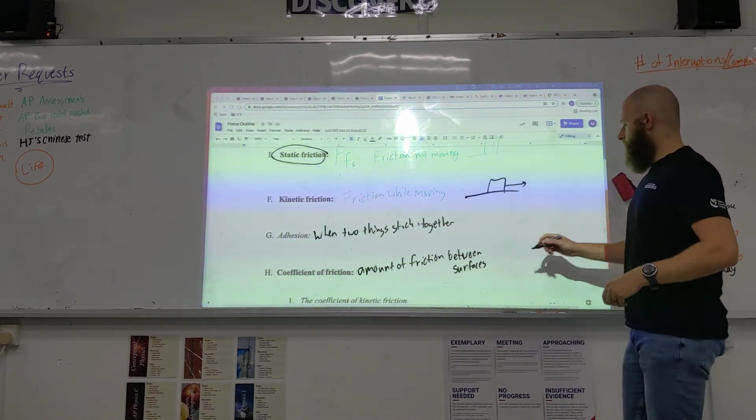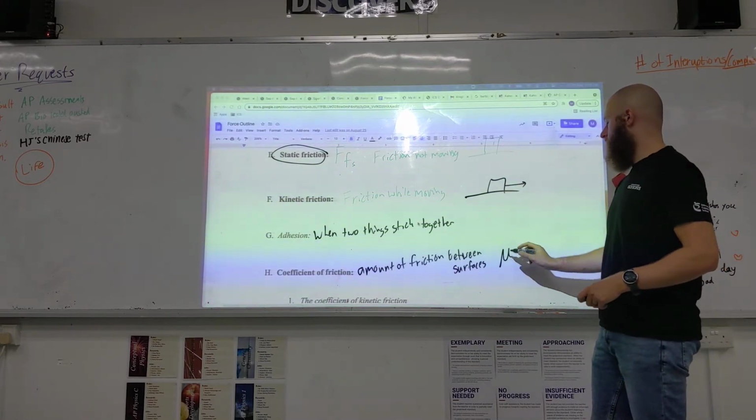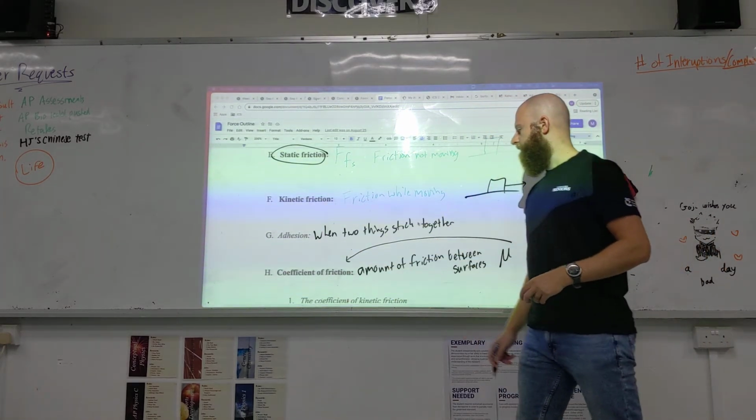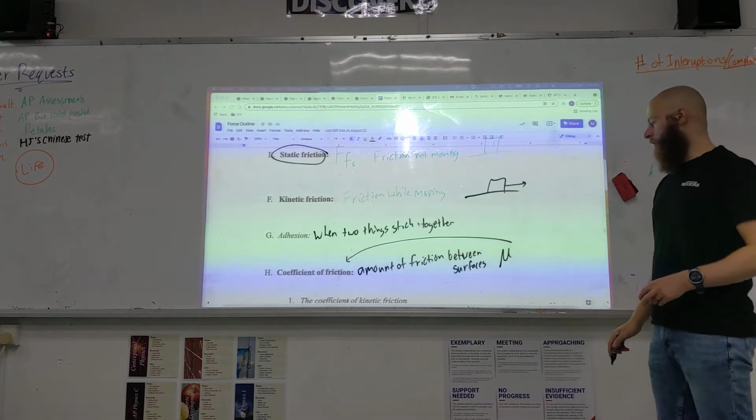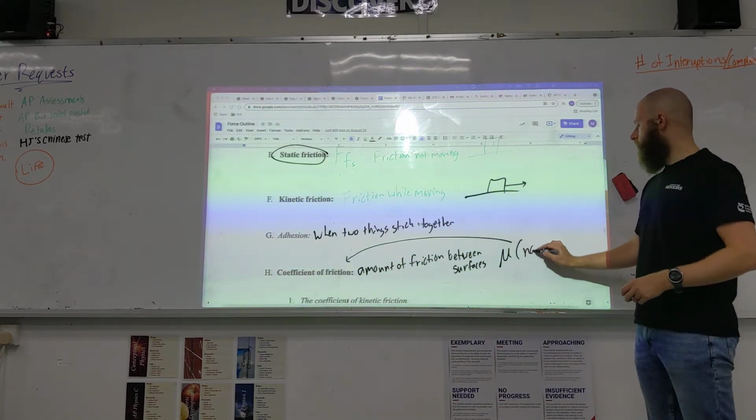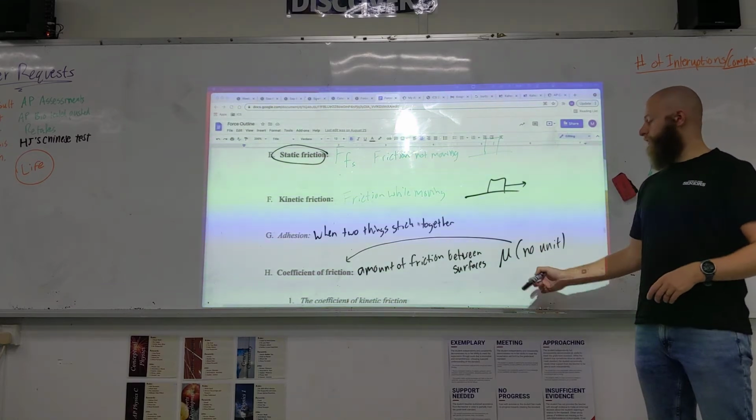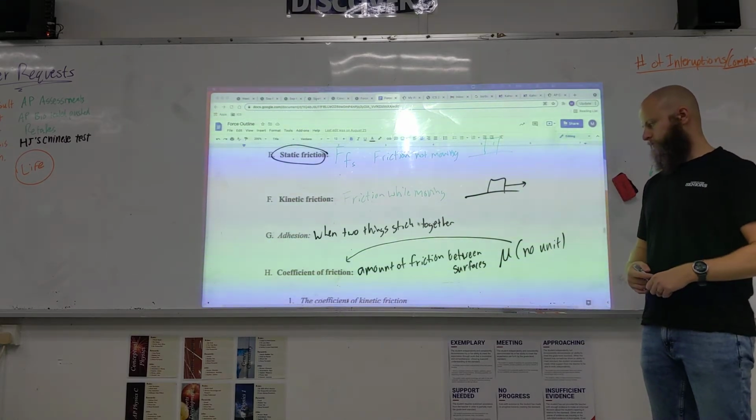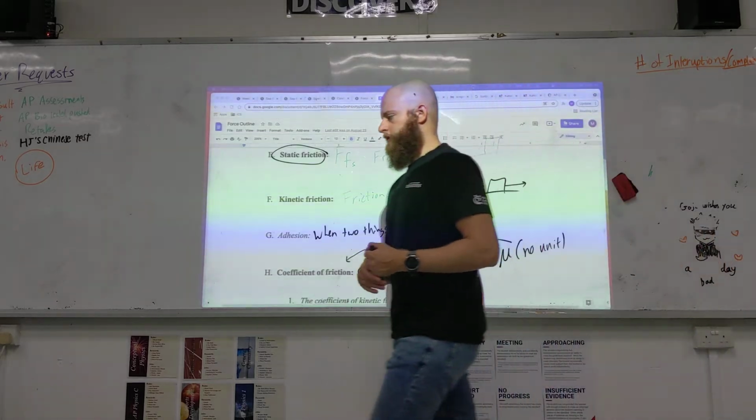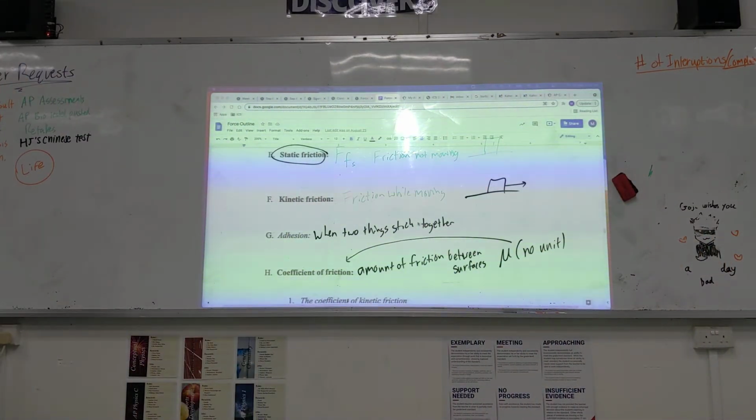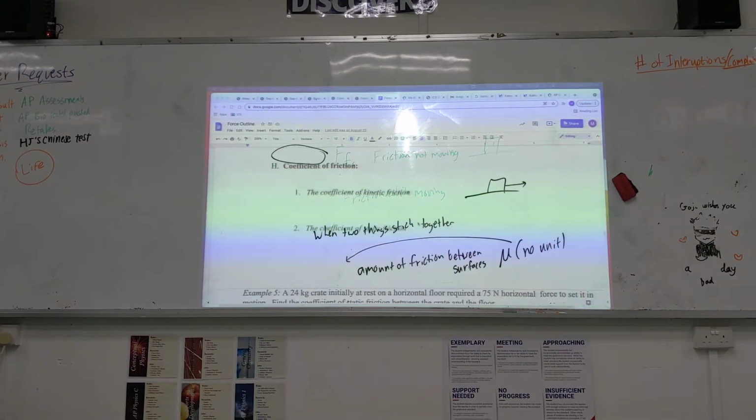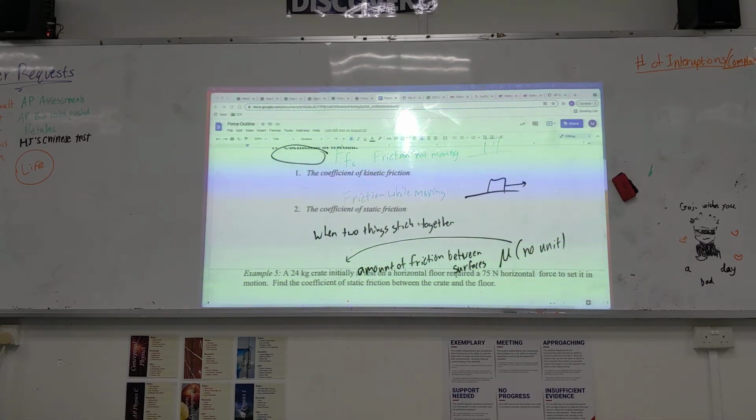And so we use mu as our variable for the coefficient of friction. Okay? And this one's actually a little strange. There is no unit. Okay? So there isn't actually a unit for mu. So let's go ahead and scroll down.